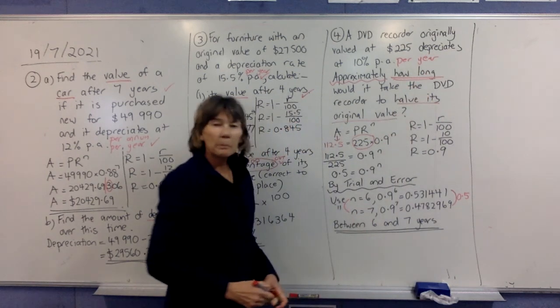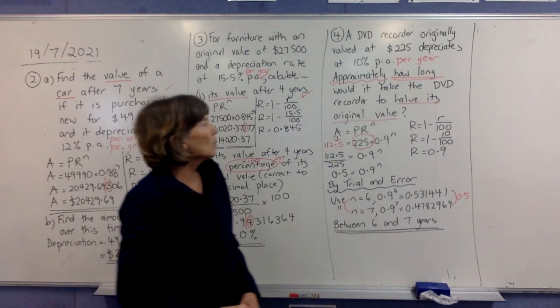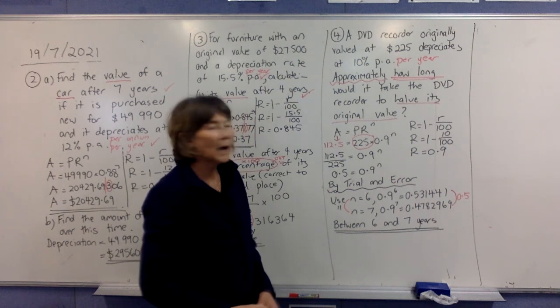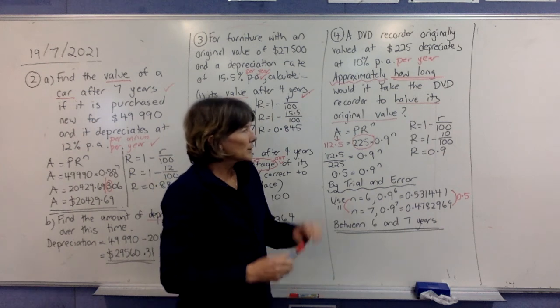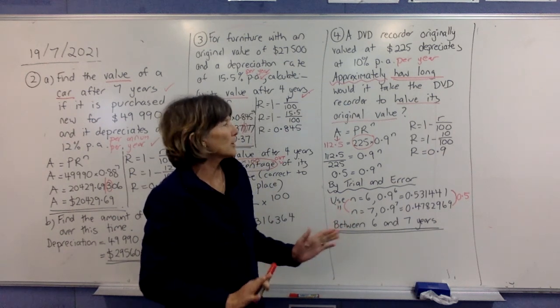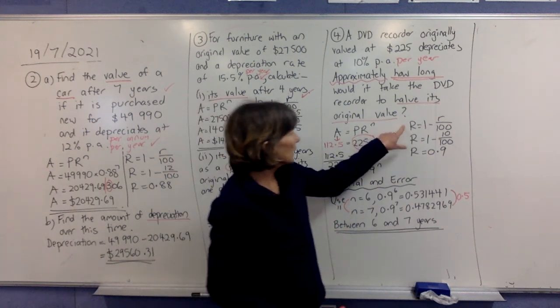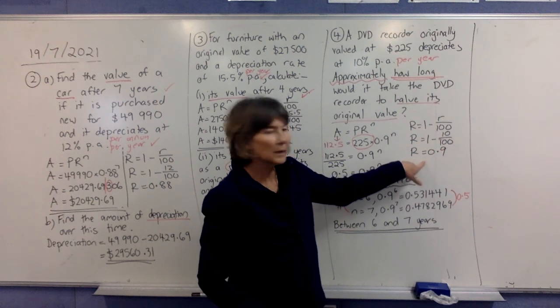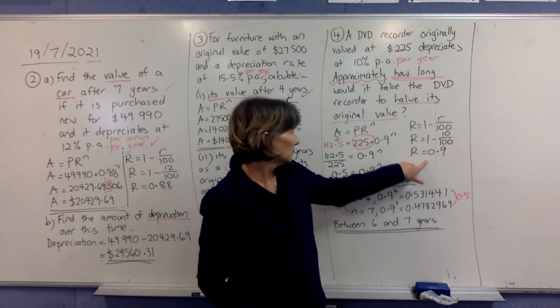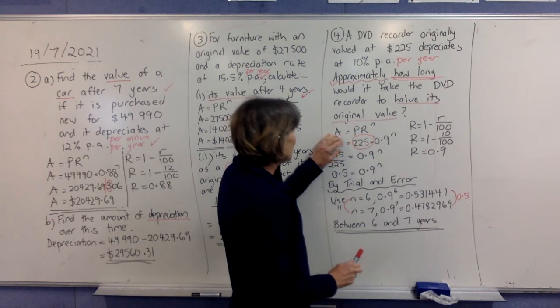They're asking approximately how long would it take the DVD recorder to halve its original value? Okay, now we're just going to pretend that we're going to start this from scratch and see how far we can get. So we're going to come over here and put our depreciation rate of 10 in here and get the 0.9 worked out. Now we're going to come over to here and start subbing in.